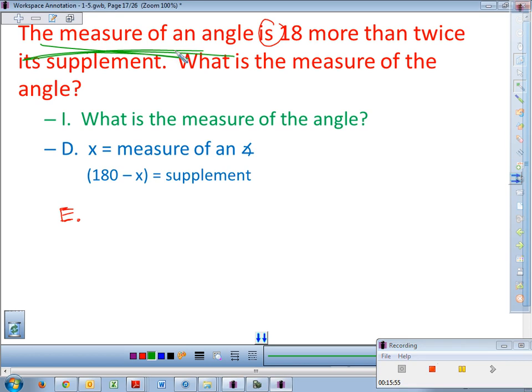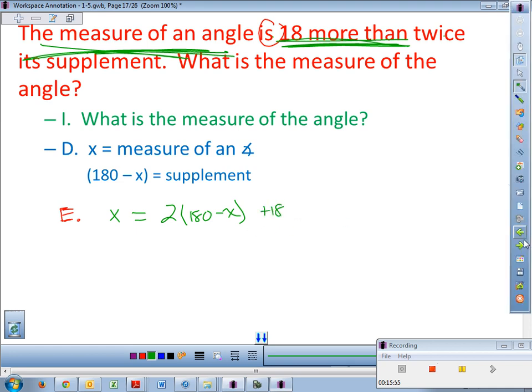Over here is the measure of the angle. What does that translate to? Is means equals. 18 more than means what? Plus 18. Where at? Save it for last. Twice. What the heck does that mean? 2 times the supplement. So 2 times the quantity of 180 minus x. All right. Anything else? Sweet.